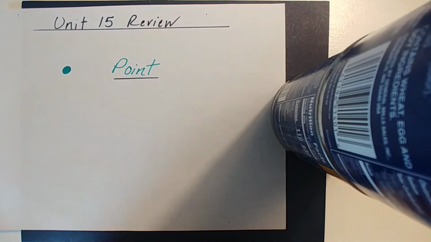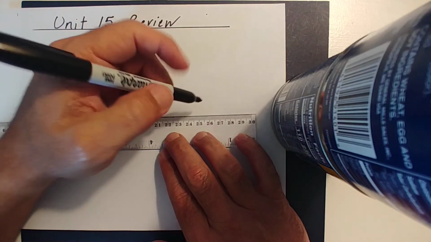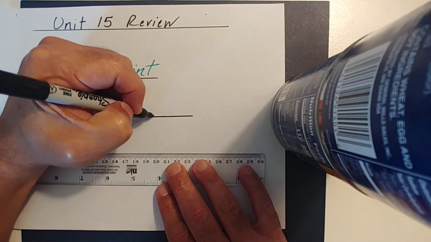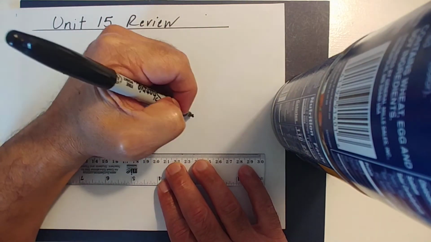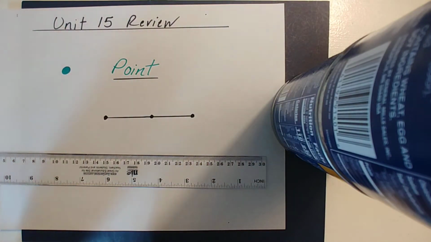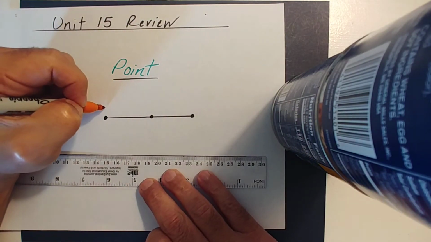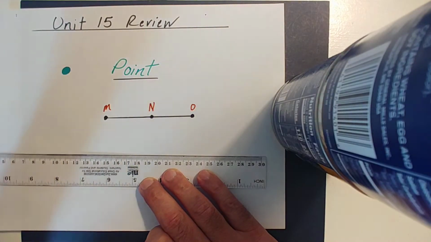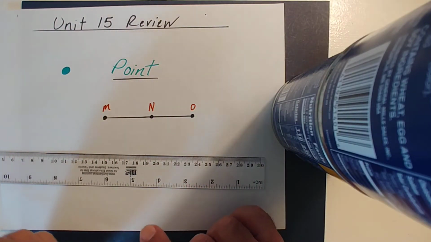But point, you need to know what a point is. And points are usually labeled with letters. So if you were to see a line with various points on that line, we usually show points with these dots, and we usually assign them a letter like M, N, O. These all could be different points on a line.